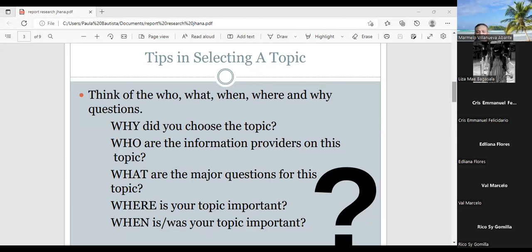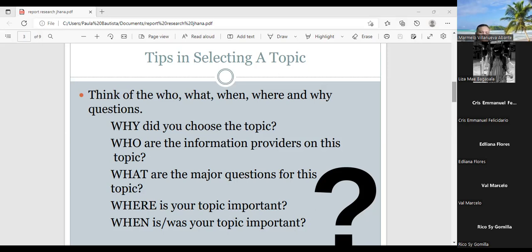Then next is who are the information providers on this topic? Who might publish information about it? Who is affected by the topic? Or do you know of organizations or institutions affiliated with the topic? Again, sa akin, pwede kong tanungin yung mga past and possible customers ko kung anong online platform yung mas madalas nilang ginagamit para mas maging effective yung result ng research topic ko.